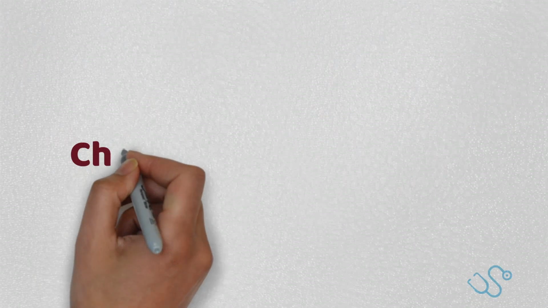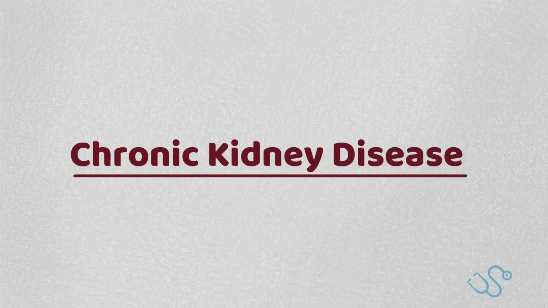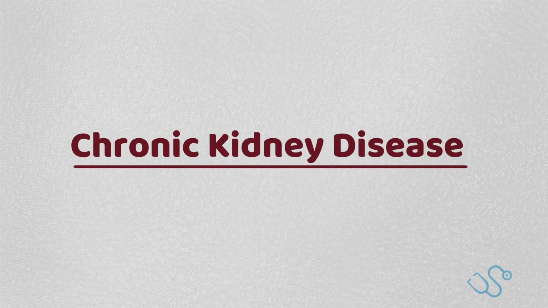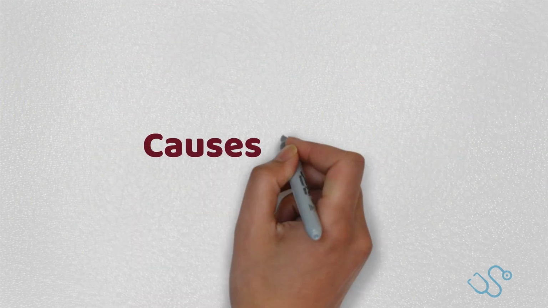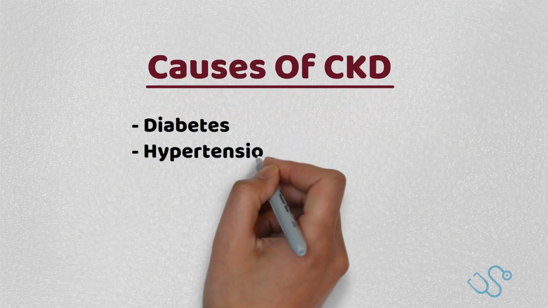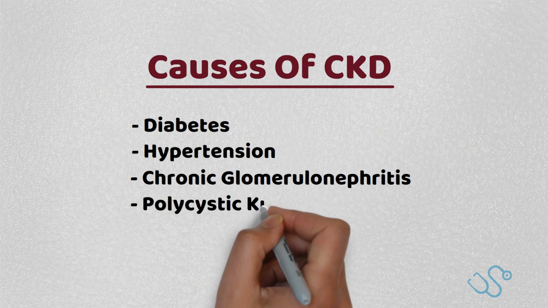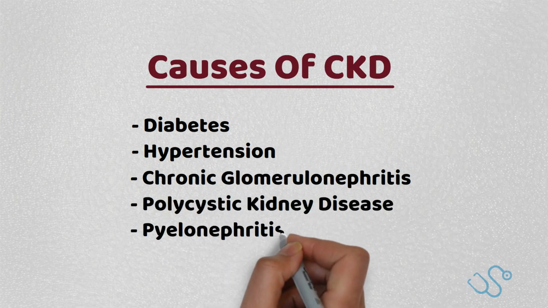Today, we're going to cover chronic kidney disease and its management in primary care. We're going to cover the most salient bits to your clinical practice and exam preparation. Let's start with the most common causes, which by far are diabetes and hypertension. Other common causes include chronic glomerulonephritis, polycystic kidney disease, and pyelonephritis.